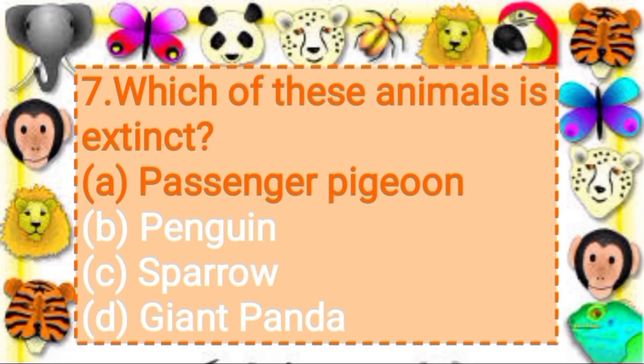Now next, which of these animals is extinct? So as you know, some animals such as the dodo and passenger pigeons have already disappeared from the earth, and these are called extinct animals.